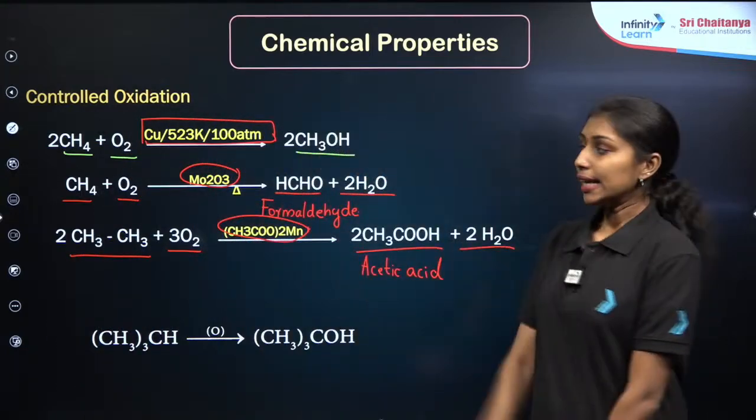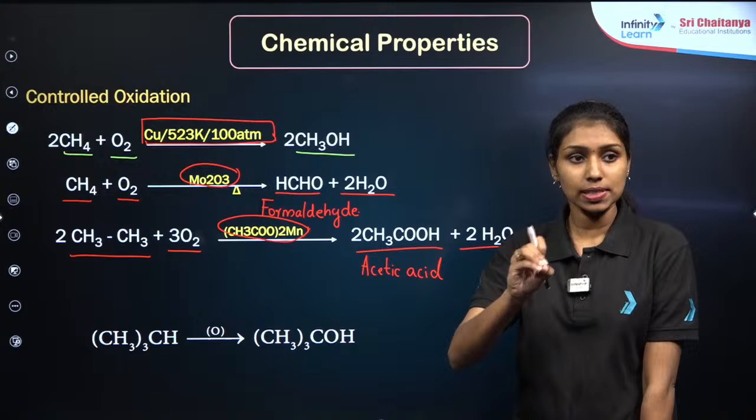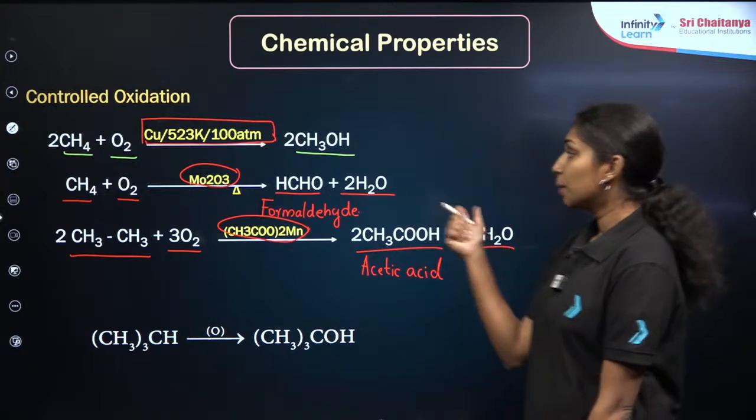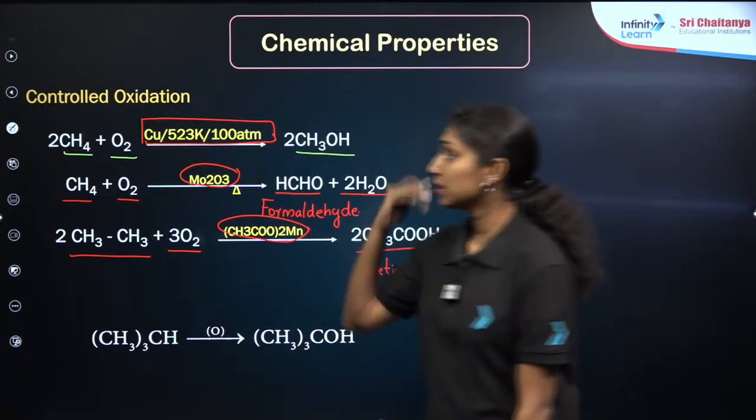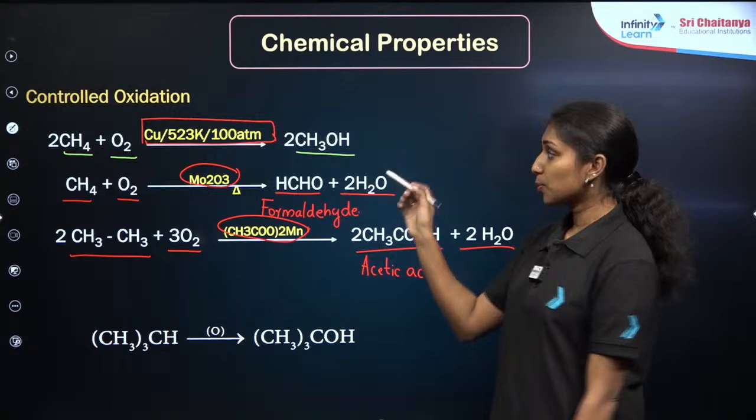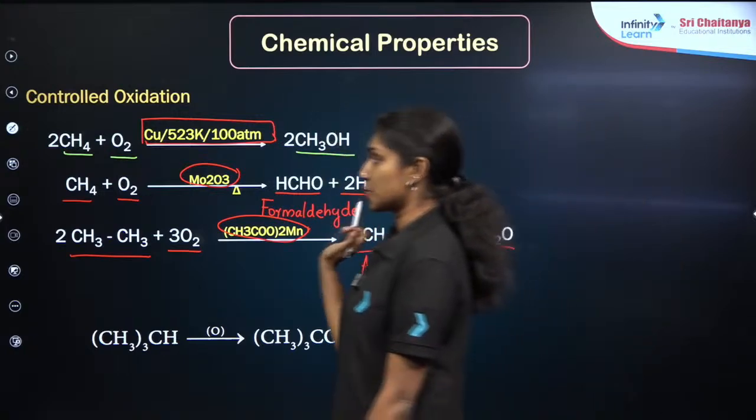So in general, in these reactions, we are adding oxygen, so it is known as oxidation reaction. But we are controlling the reaction by changing different catalysts. So this reaction is known as controlled oxidation. Clear?